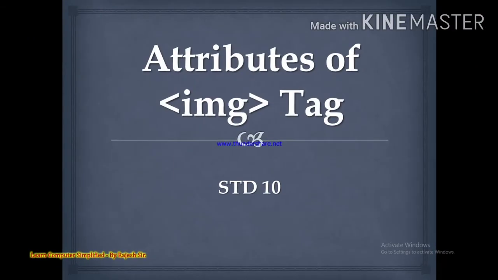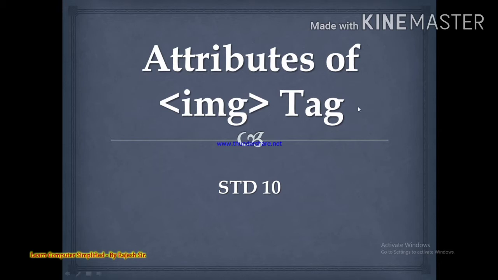Students, today we are going to learn attributes of IMG tag. In a previous video we have seen about the images in HTML, that is two types of images, external image and internal image. In that we have seen external images are added as a link through anchor tag and internal images are added using IMG tag.